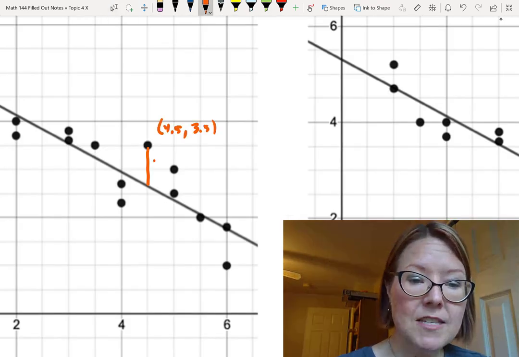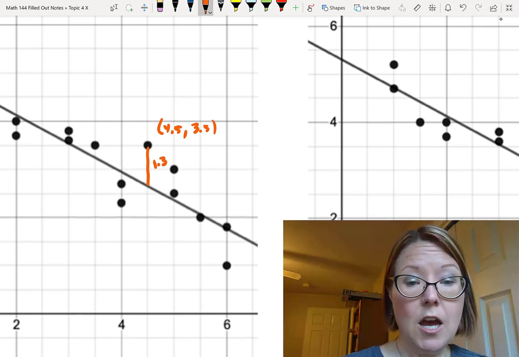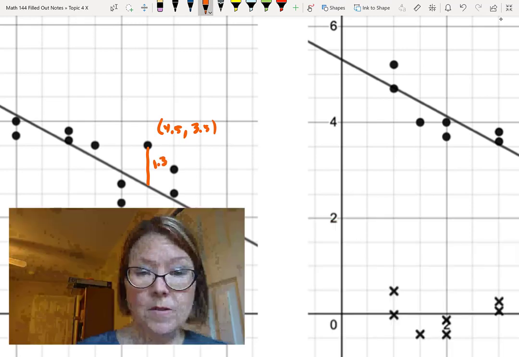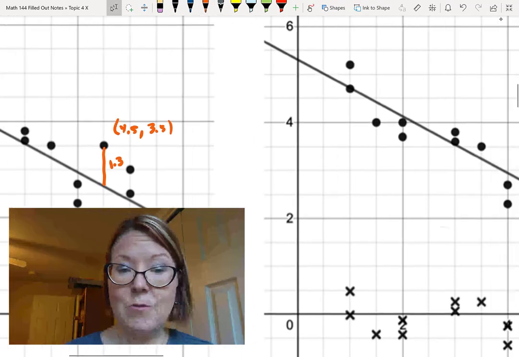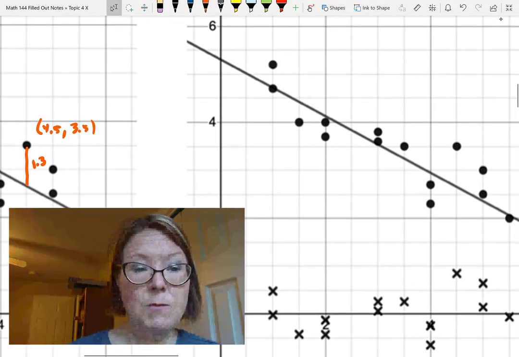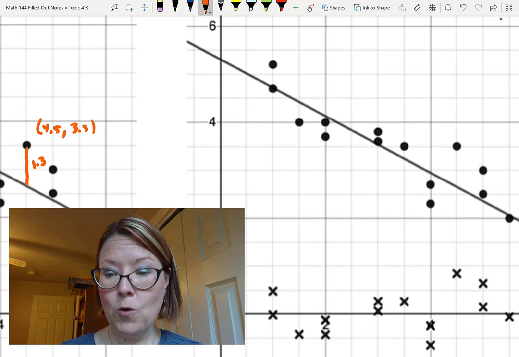This point is a distance of about 1.3 above the best fit line. So if we look at the second graph, the one that includes the residuals, we would expect to see a residual at 4.5, 1.3, and we do.